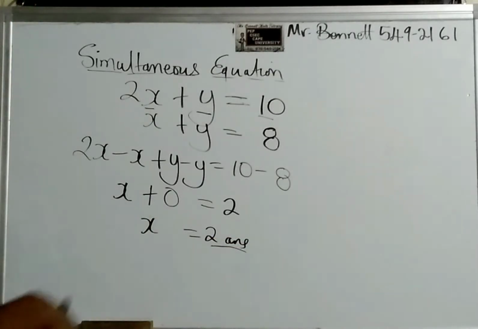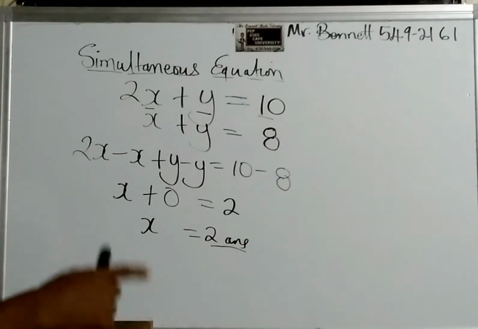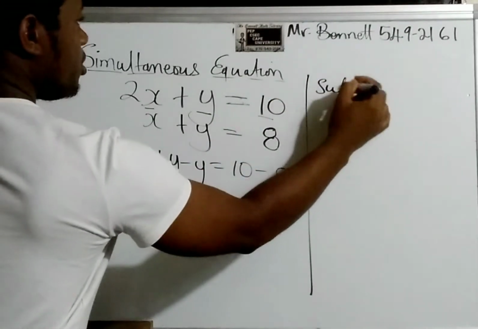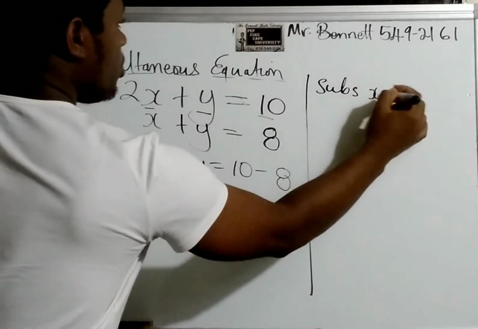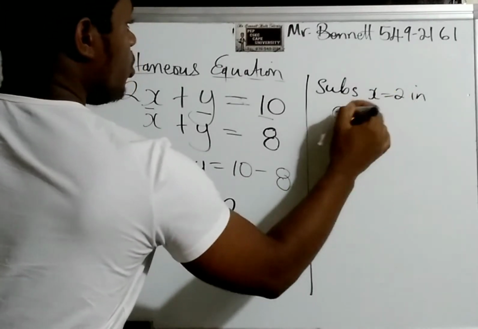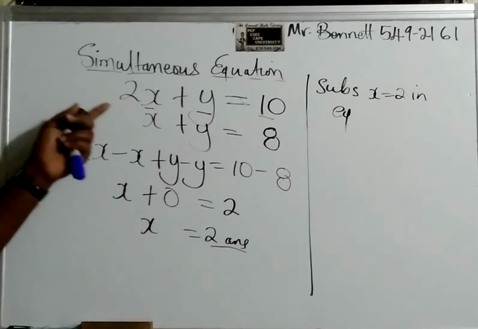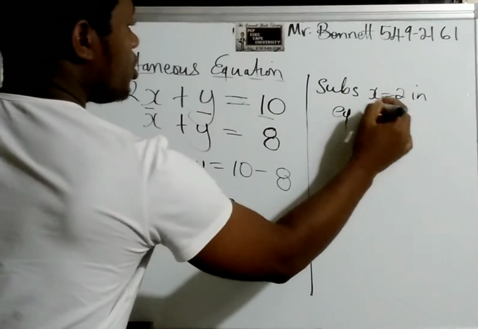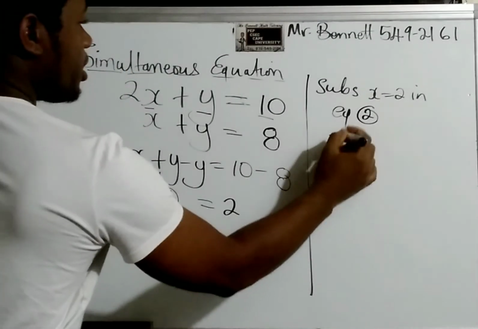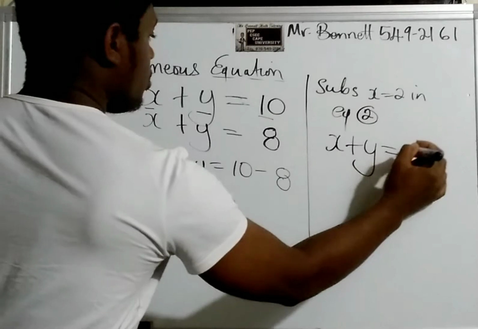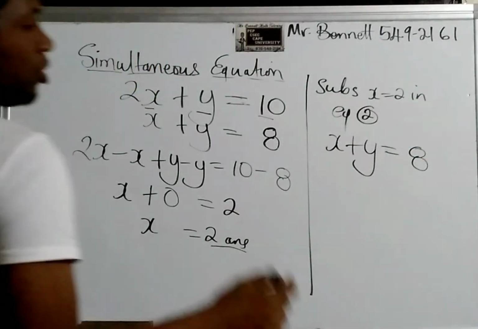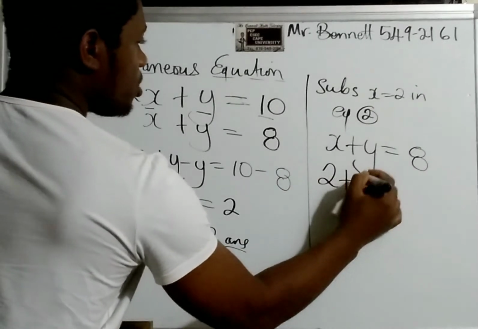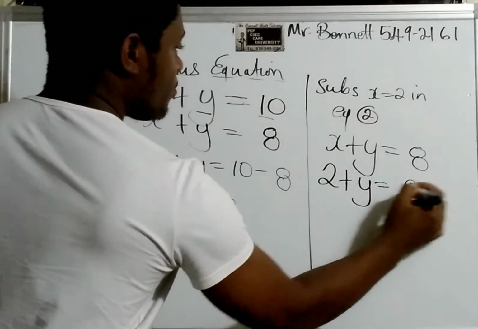So we find the value of x, and now we must find the value of y. Now we must substitute, so we can have a little narrative: substitute x equal to 2 in an equation. Which one of them are we going to use? Now this seems simpler to use, x plus y, right? So we use equation 2 in this case. So it will be x plus y is equal to 8. But we know the value of x, so we can put that in. So 2 plus y is equal to 8.